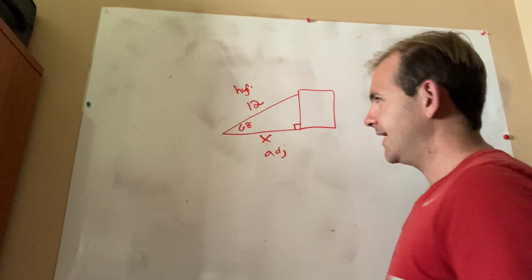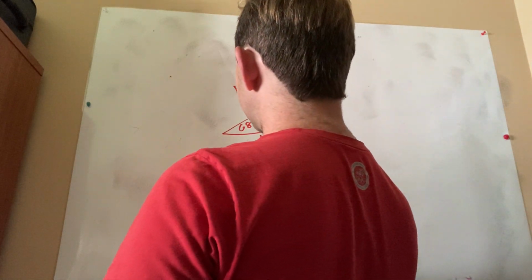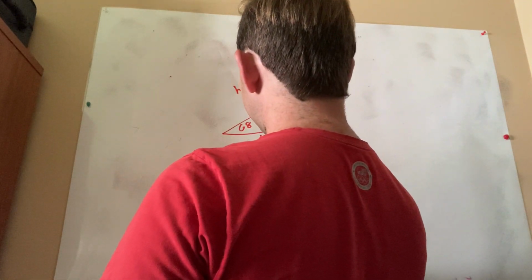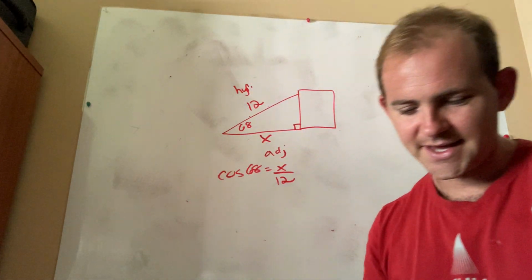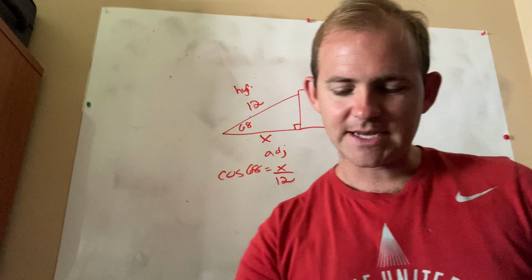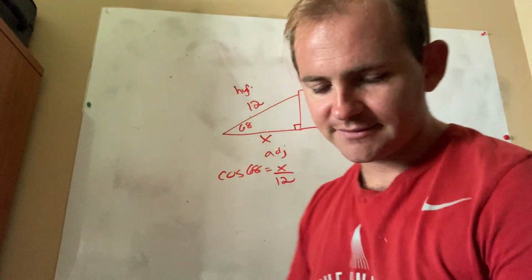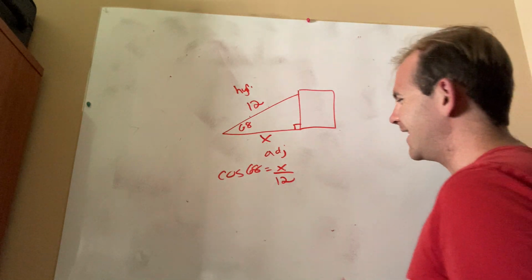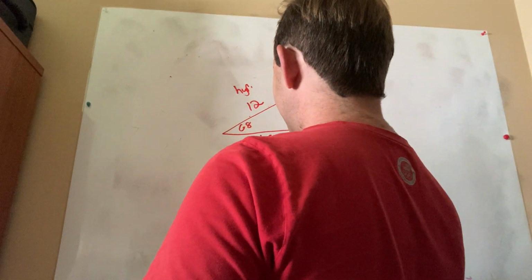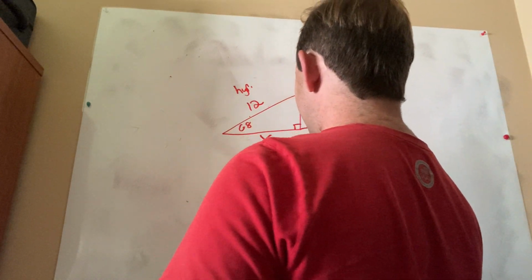That would be cosine. So I'm going to do cos, which stands for cosine, of 68 equals x over 12. Remind me again, guys, from Algebra 1, Chapter 1, how do I get rid of a divided by 12? To get rid of division, I would multiply. So I'm going to get 12 cos 68 equals x.